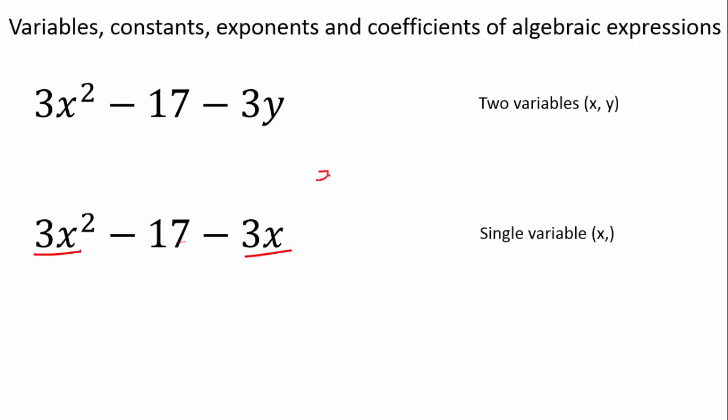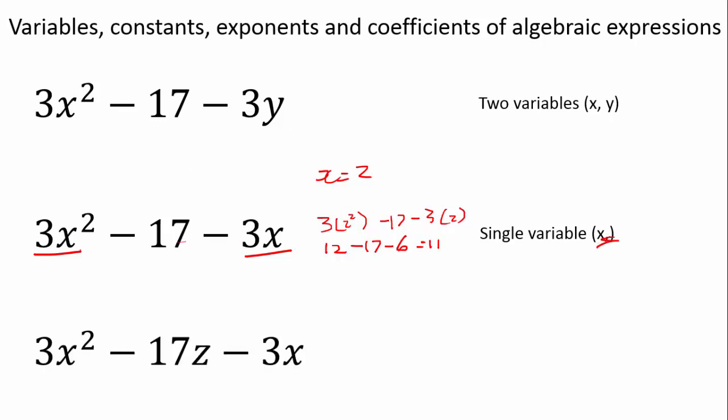So if, for example, here we made x equal to 2, that's going to be 3 multiplied by 2 squared, minus 17, minus 3 times 2. 3 times 4, since 2 squared is 4, so that's 12, minus 17, minus 6. So this is going to be 12 minus 17, which is minus 5, minus 6, which is equal to minus 11. So whatever we made one x, we had to make both those x's. There's a single variable. Here we now have three variables, x, y, and z. They're all separated by terms, and they are unlike terms.